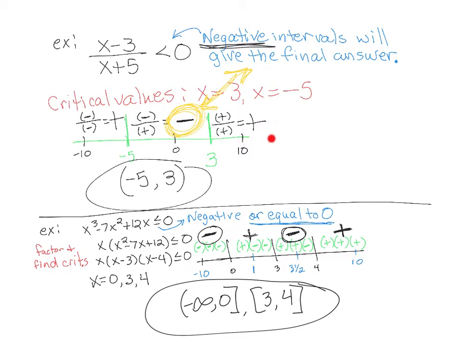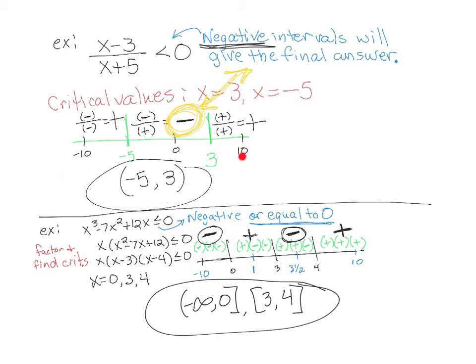Do the same thing for some value greater than 3. Positive bazillion is going to give me a plus over a plus, which gives me a final answer of positive. Now, once I get my pluses and minuses, I go back to the original. I'm looking for negative. So I circle the negative. That tells me this interval is the only place where my inequality is true. So all of the values from minus 5 to plus 3 make this thing a negative and make this thing true. So my interval is minus 5 to plus 3.